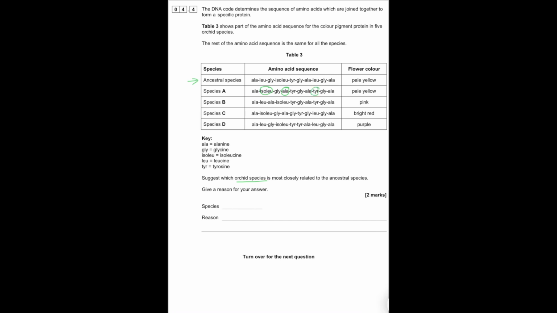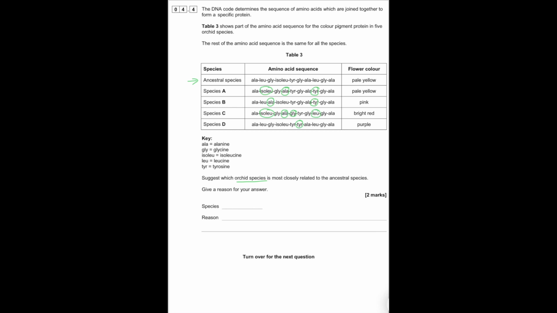If we look at B, we can see that the third one here is different. And then as we go along, we have another difference here, and the other two are the same. If we look at C, we can see that the second one is different. We can see this one is different. We can see that this one is different. And as we go along, we have another difference there, and the other two are the same. If we look at species D, we can see the first one that is actually different is this one here, and the others are the same.